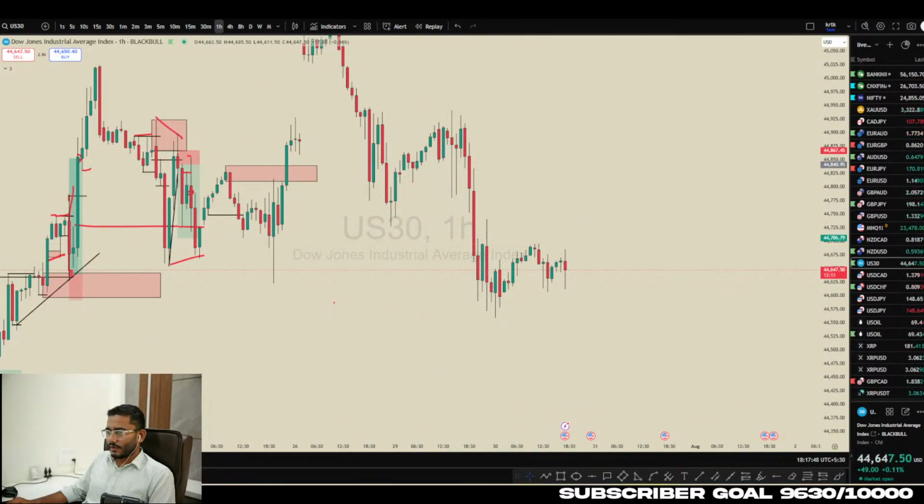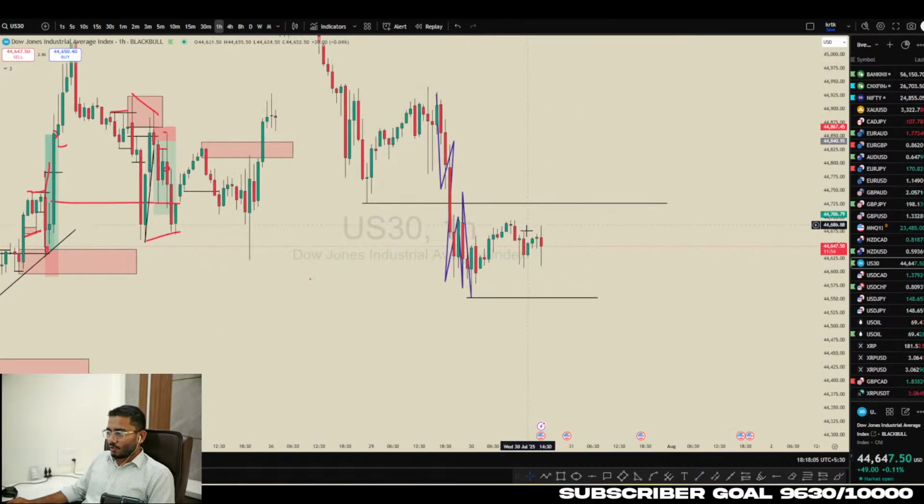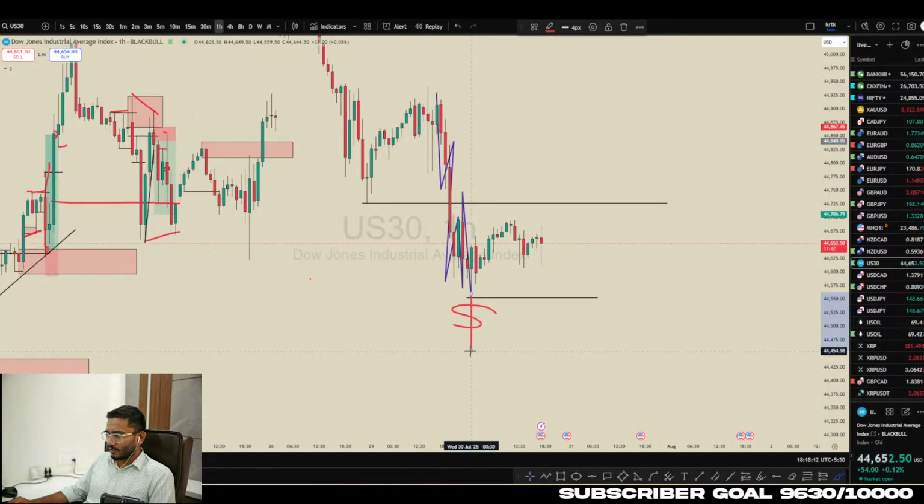So right now, as you can see on US 30, the structure has already been mitigated. Price broke the structure, creating this imbalance and this imbalance, and it mitigated and swept all this imbalance and created this new low. So this is our new low, which has lots of liquidity below this area, where we can look for our target.